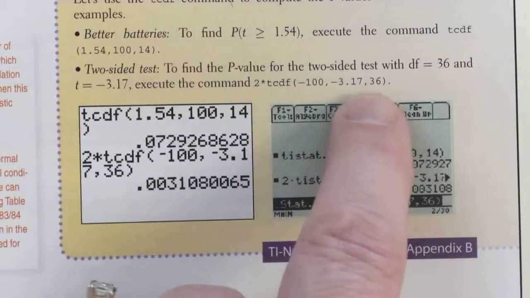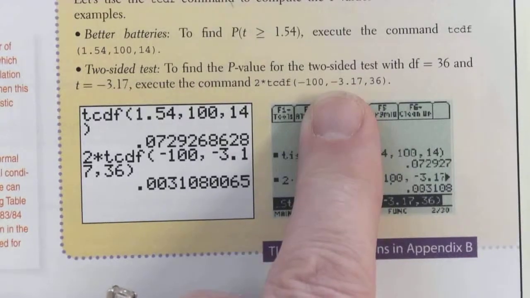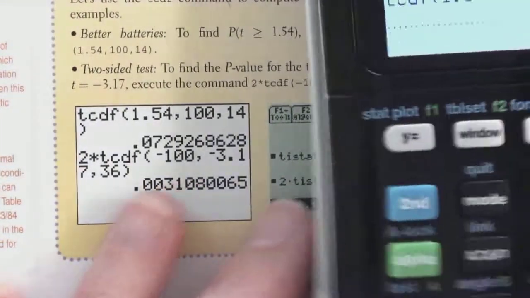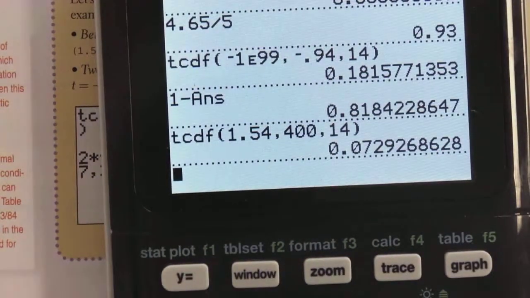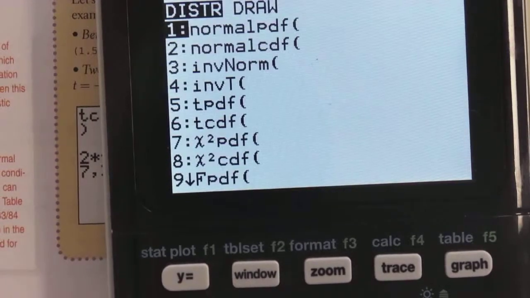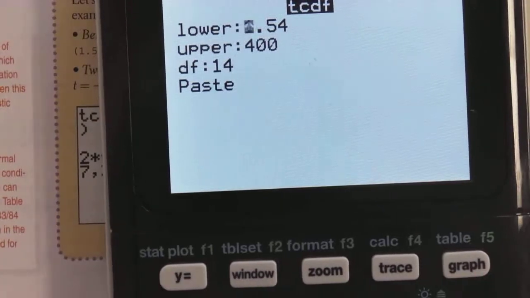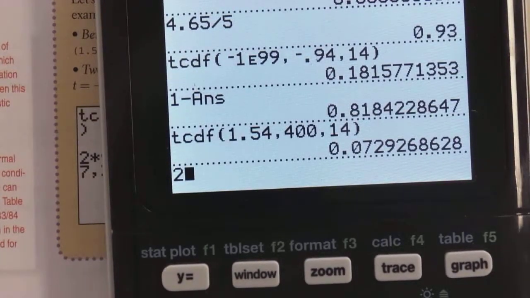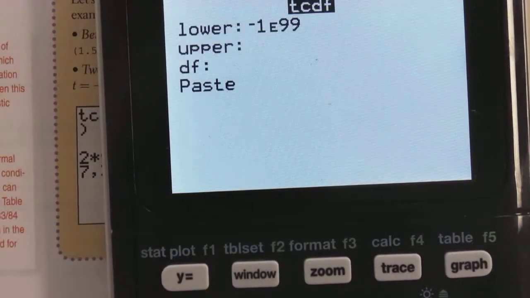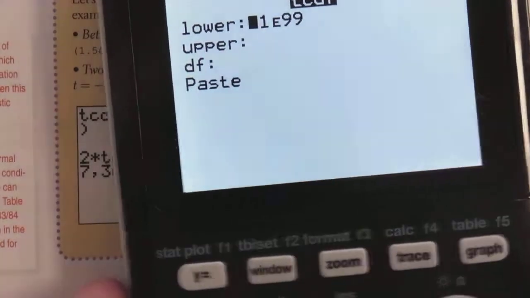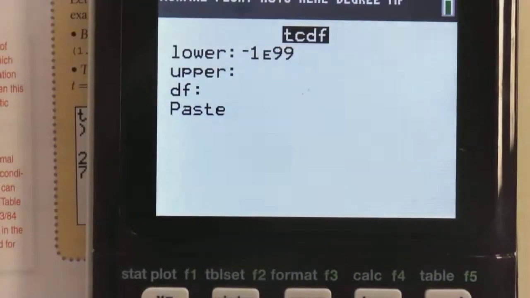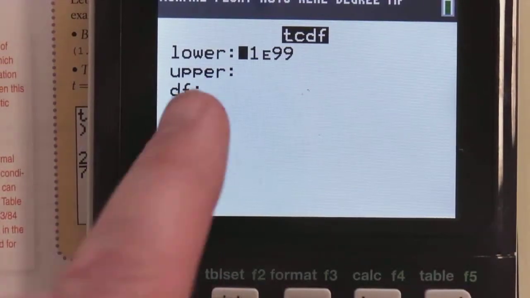Now, this time you can do 2 times the tail. However, let me see here on this one. This is a TI-84 Plus CE. So if we go second, VARS, 6. Okay, so we are going to need to do that. Let's go back out. I'm going to hit second, mode to quit and do 2 times second, VARS, 6, and we can do the negative 3.17. It's totally fine. We're just going to multiply the area times 2.